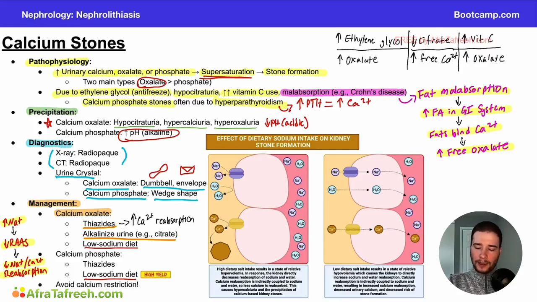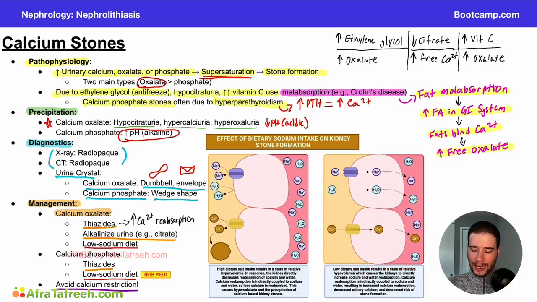And notice that for our calcium phosphate stones, the treatments are really similar. Again, thiazide diuretics for the same reason, in that it pulls calcium out of the urinary system. And likewise, a low sodium diet also is indirectly a downstream effect going to pull calcium out of the urinary system. Finally, the last super important thing I want you to take from this video is that you should avoid calcium restriction.